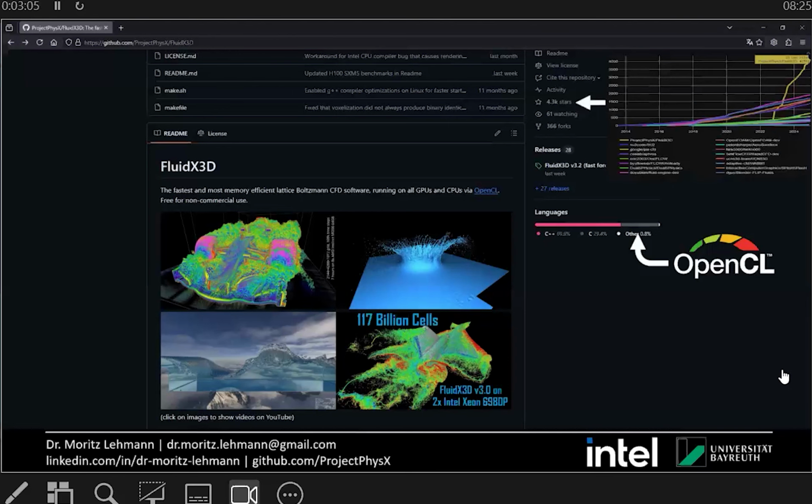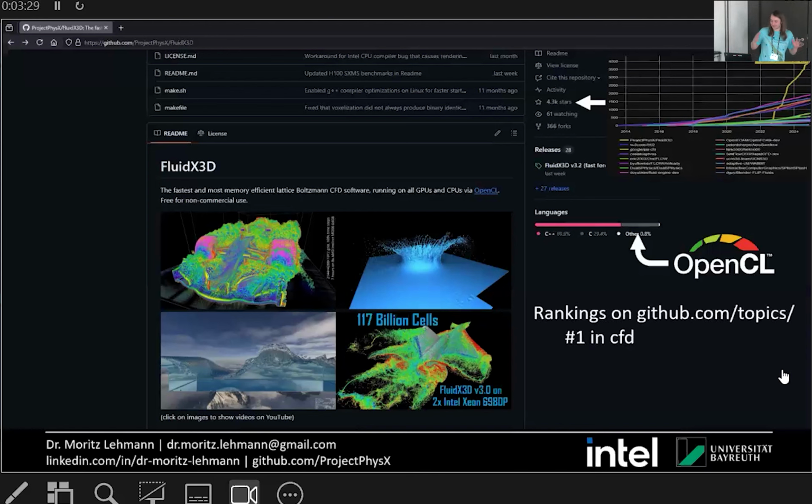The popularity of it has really shot through the roof. This is a chart of the GitHub stargazers over the years, compared to some other fantastic open source codes like OpenFOAM and SU2. With over 4,000 stars, there are a lot of users out there. In the rankings on the GitHub topics, I'm #1 in CFD, which is crazy, #6 in HPC, and #9 in OpenCL.